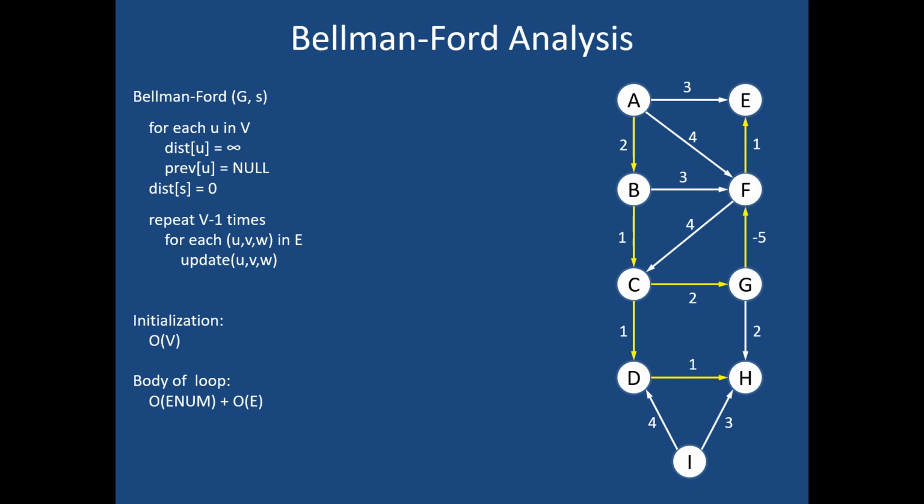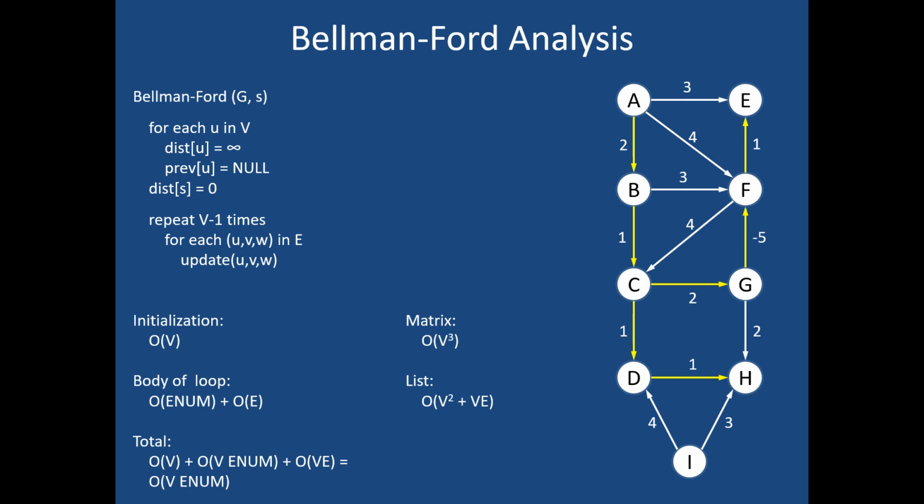And how many times does that loop run? V minus 1, which is O of v. So you end up with O of v for the initialization, O of v times enumeration for the body of the loop, plus O of ve. Okay? And that simplifies to O of v times the cost of enumeration. And if it's a matrix, that's O of v cubed. And if it's a list, that's O of v squared plus ve. So not linear. V cubed, which is actually pretty bad.